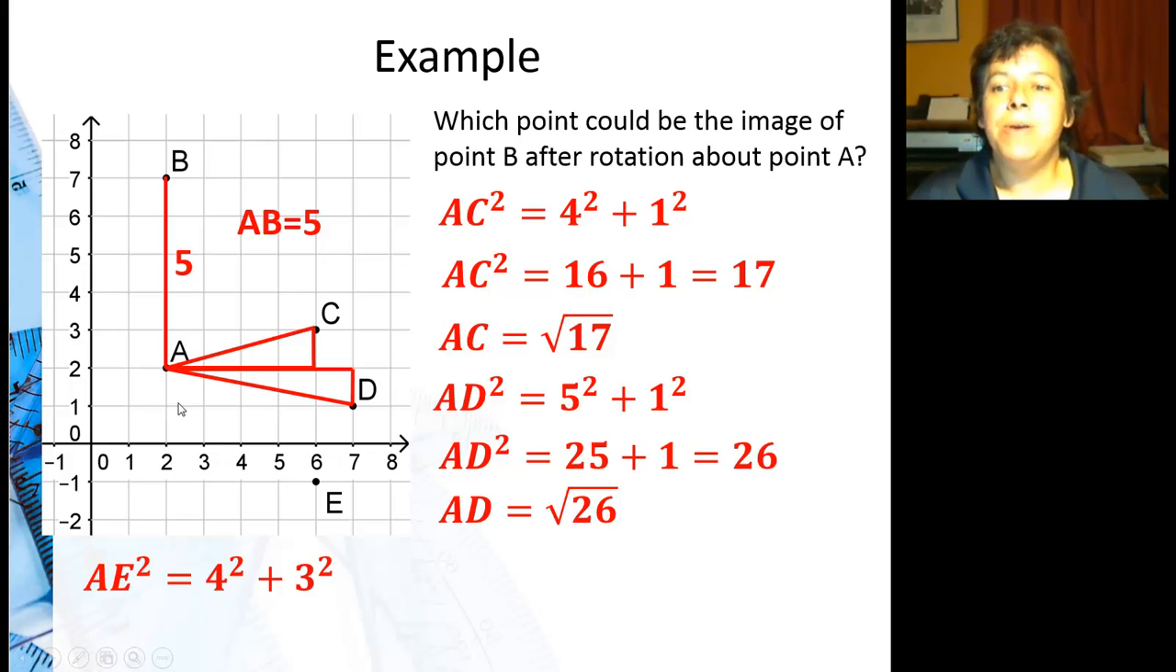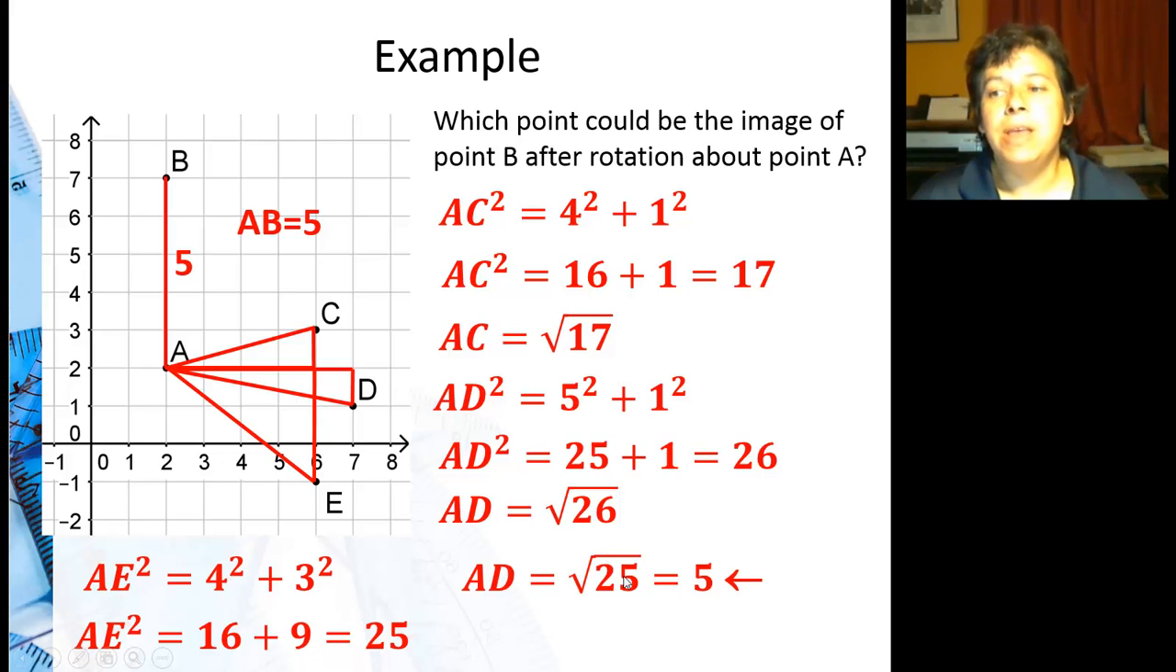Finally, I'm going to look at the distance AE. I have a side of length 4 and a side of length 3. Doing the Pythagorean theorem, I get 25, and when I take the square root of that, I get 5. So the point that did result as a rotation about point A is point E. C and D are not the same distance, so they could not have been the rotation of B about point A.